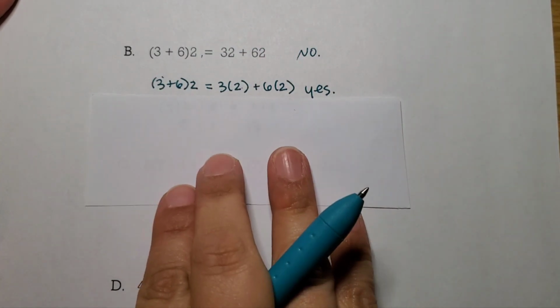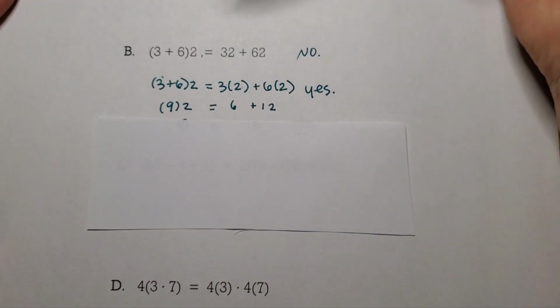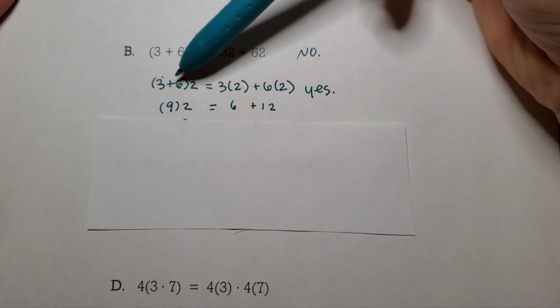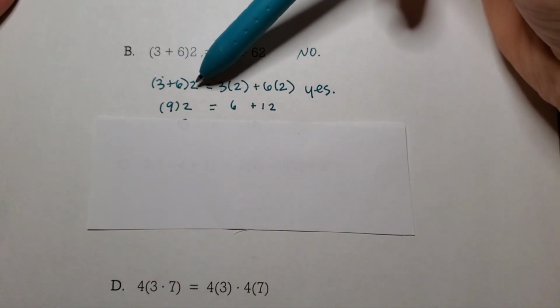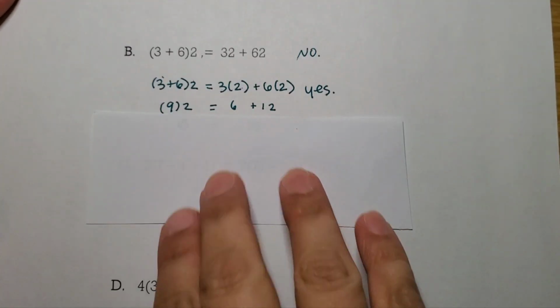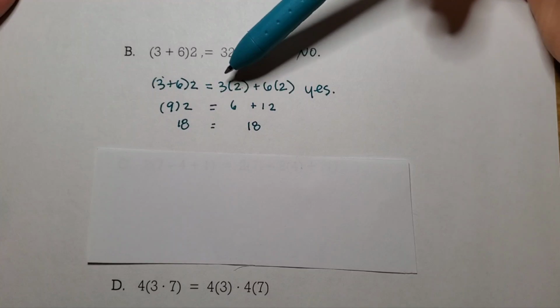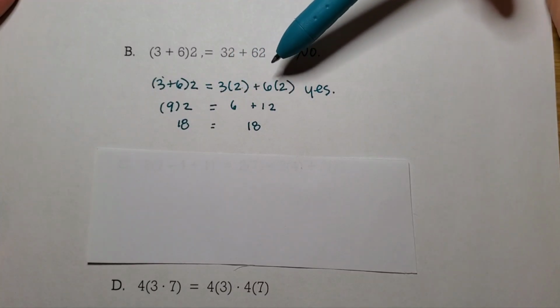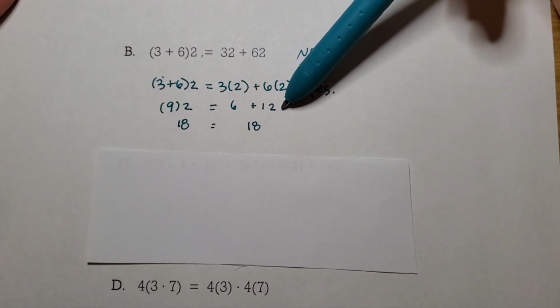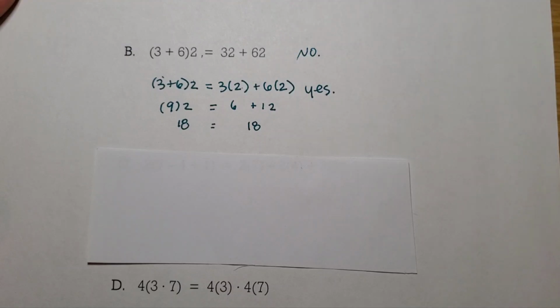So if we work that out, following our order of operations, 3 plus 6 is 9, and then we would have 9 times 2, which is 18. And then over here, if I do 3 times 2, I get 6, and 6 times 2, I get 12, and when I add those, I get 18.